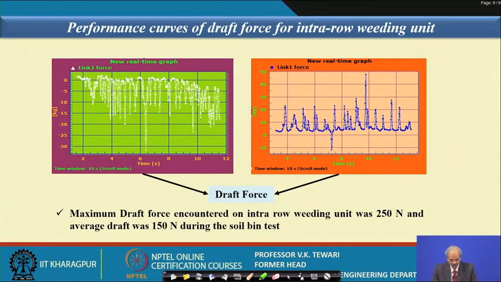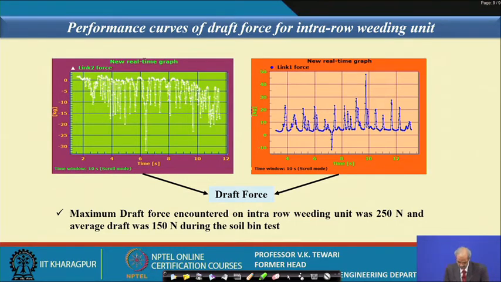Performance curves are draft force for intra-row weeding unit. Now, since we have done this system, we have also found out the draft force required, because we must measure how much force is required. Only then will we be in a position to see whether the linkages which we have designed are within the capacity or strength. They may break in the actual situation when we go. That is why we have done this in the laboratory conditions, and we are in a position to measure that.